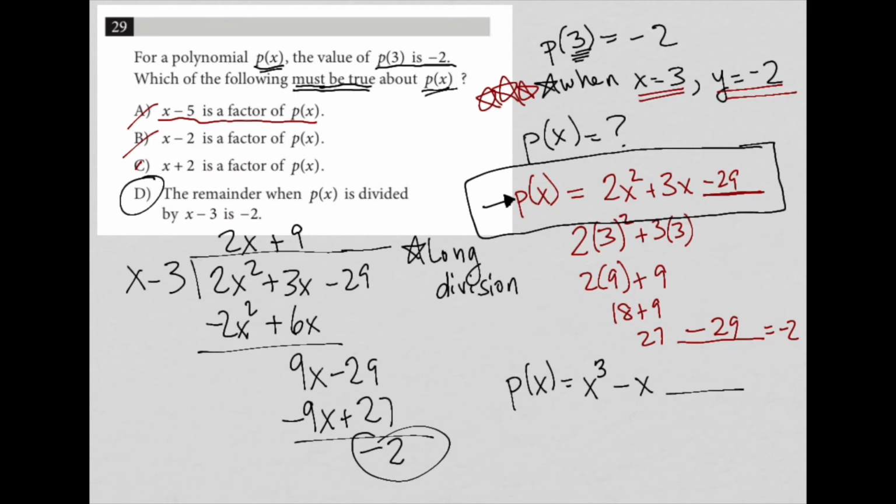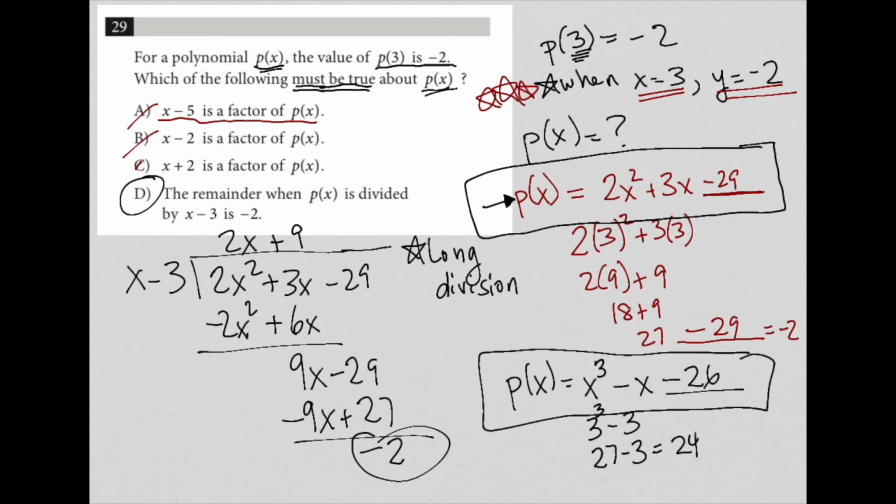If I plug in 3 for x, I'd have 3 cubed minus 3. 3 cubed is 27, so 27 minus 3, which is equal to 24. If I want a negative 2, that means I'd have to subtract 26. And there you go. Here's another function for P of x that also works given the provided information, which I would promise you also would lead you to choice D as the correct answer.